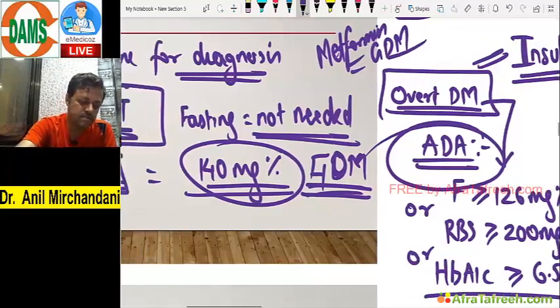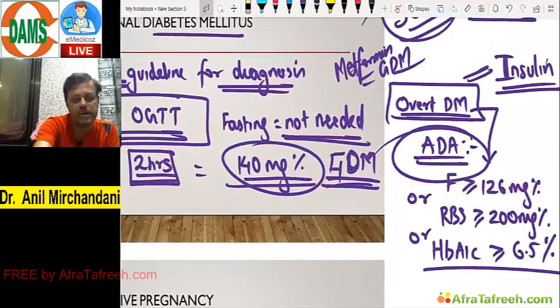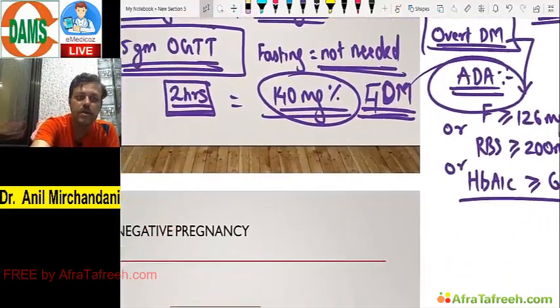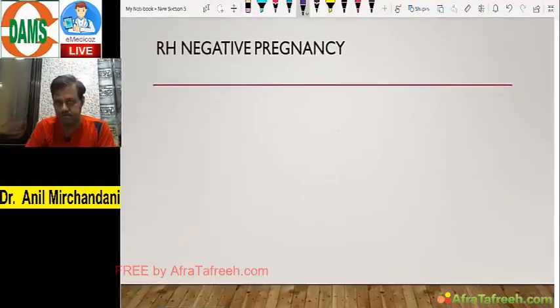Macrosomia can be seen in both. Why not? GDM also, overt DM also. Macrosomia can be seen. Okay, got it? Very clear. Next is about Rh negative pregnancy.